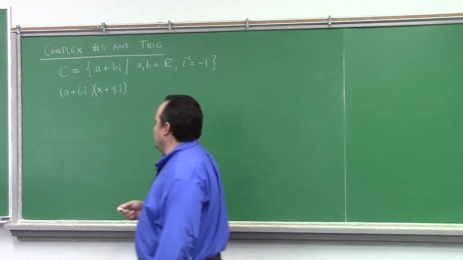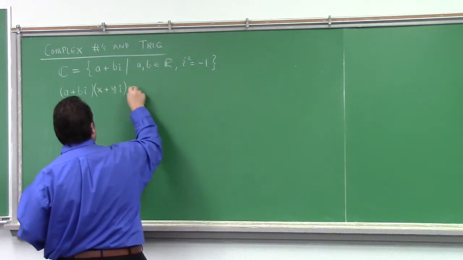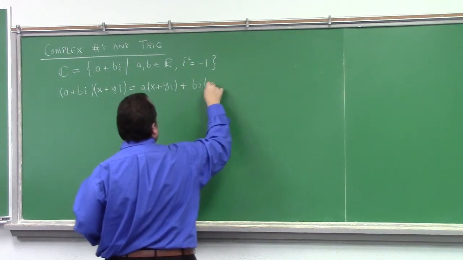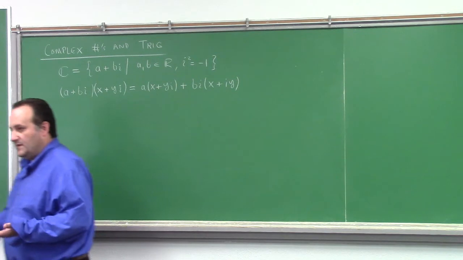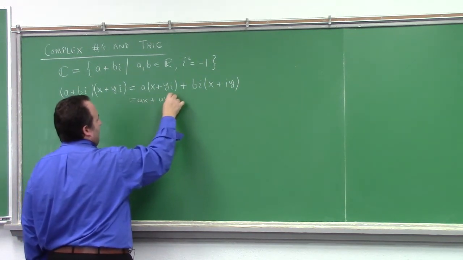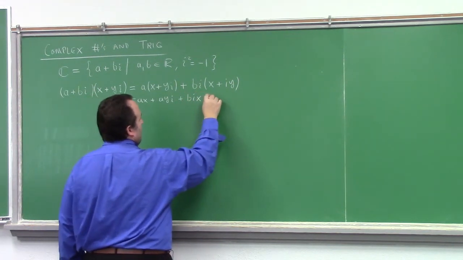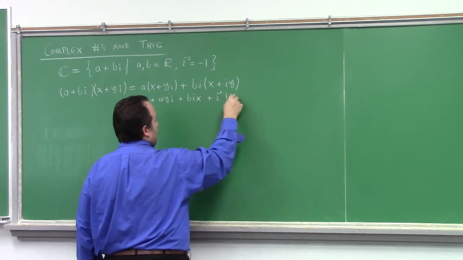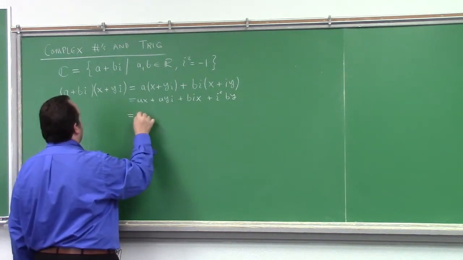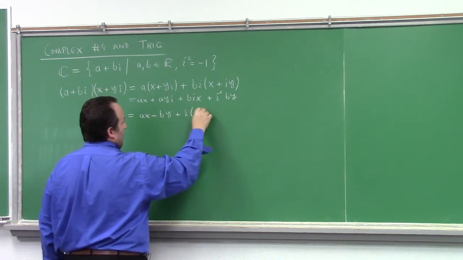Anyway, a plus bi, or at least got an interview somewhere. A plus bi, x plus yi. So how do we multiply complex numbers? Just like normal, right? So the way it works is you have a times x plus yi, plus bi times x plus iy. So distributive property, and then you distribute through, so you get ax plus ayi plus bix, right? And then over here we've got plus i squared times by, right? So I'm just distributing. But remember, i squared is -1. So what we have is a times x minus b times y plus i times ay plus bx.